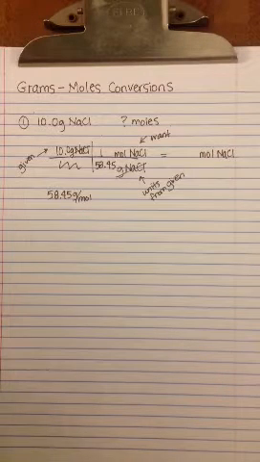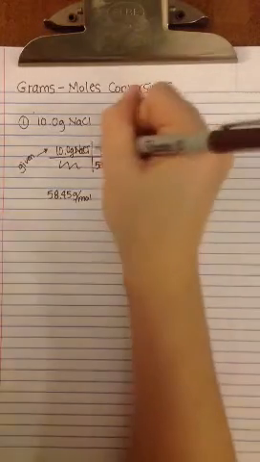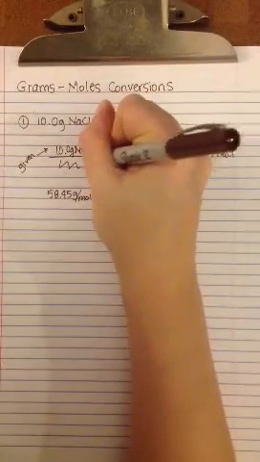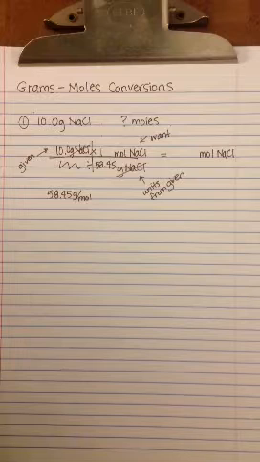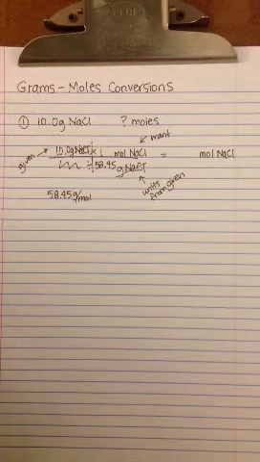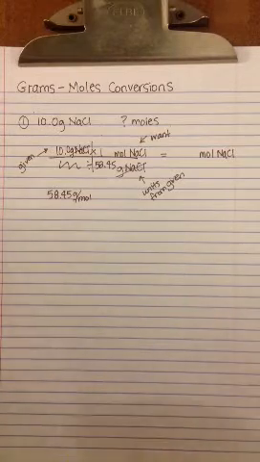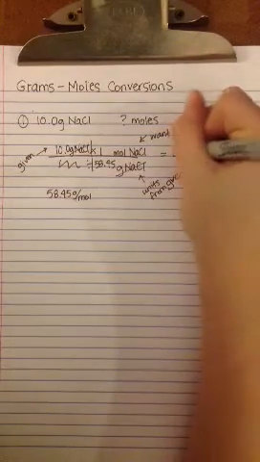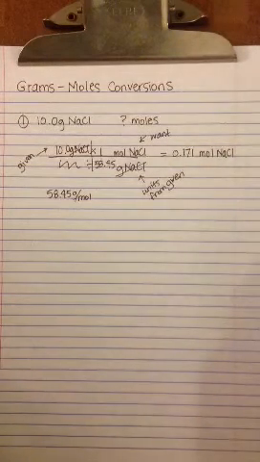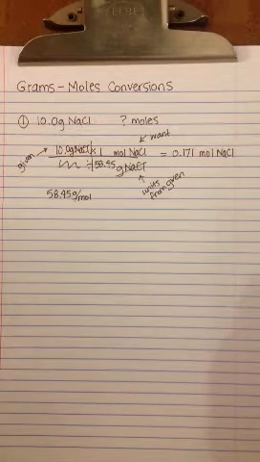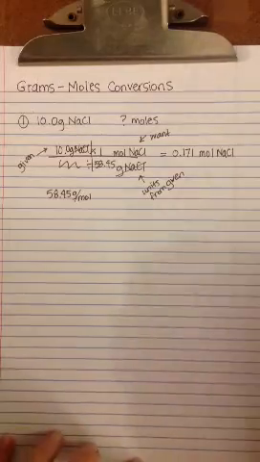So now I simply have to do the math. If you take out your calculator, you're multiplying the top two numbers and then dividing by the bottom. So that would be 10 times 1, which is still 10, divided by 58.45. When you do that, you get 0.171. I'm keeping it at 3 decimal places because I need to check and make sure I don't need to round up or if I should keep it the same.